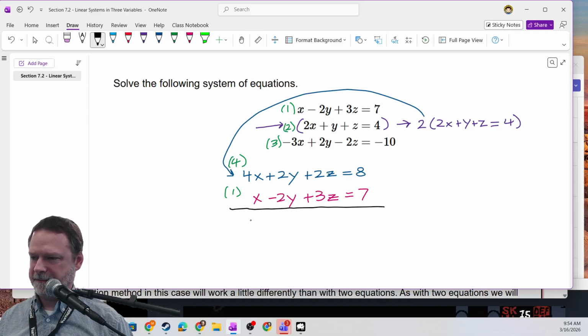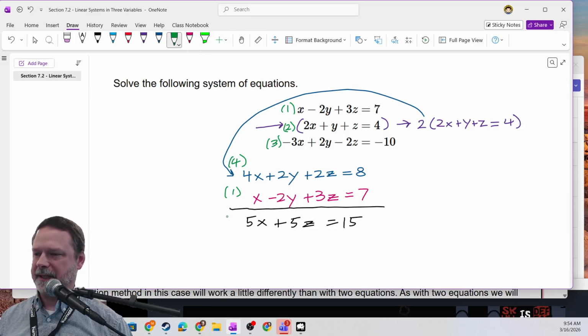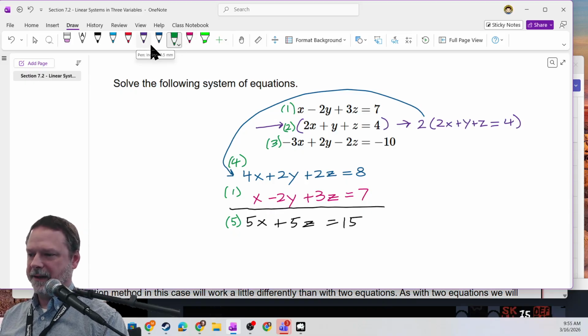We shall get 5x. Ooh, negative 2y plus 2y is 0. That's just gone. So we love that. And then 2z plus 3z is 5z equals 7 plus 8, 15. There we go. Okay, so now I get another equation. Yet another one. I guess we could call this equation 5. I'm going to stop eventually here with these numbers. Okay, so I got a new equation.